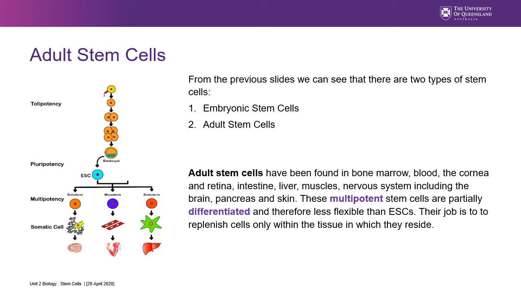From the previous slides, we can see that there are 2 types of stem cells: embryonic stem cells and adult stem cells. Adult stem cells have been found in bone marrow, blood, the cornea and retina of the eye, intestines, liver, muscles, nervous system, including the brain, and pancreas and skin. These multipotent stem cells are partially differentiated and therefore less flexible than embryonic stem cells. Their job is to replenish cells only within the tissue in which they reside.